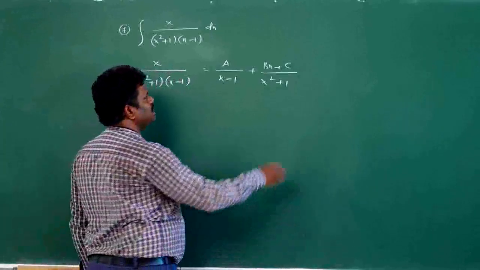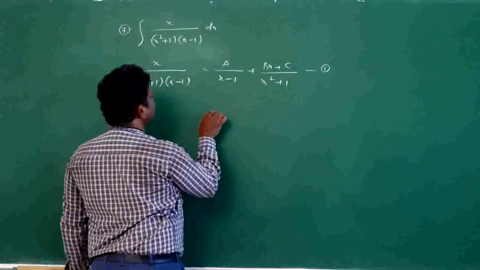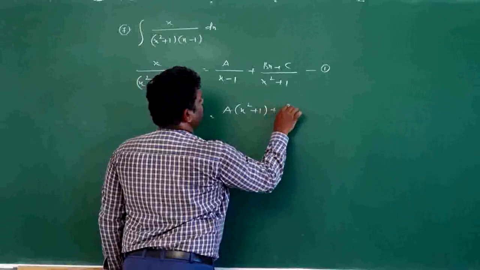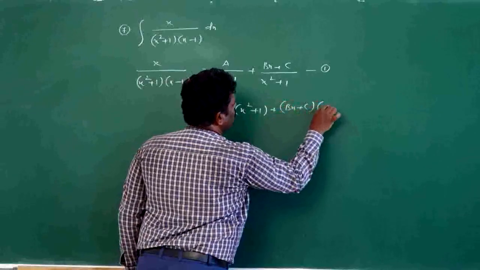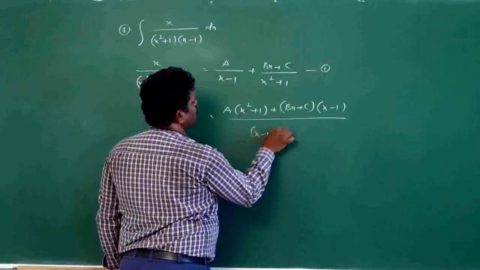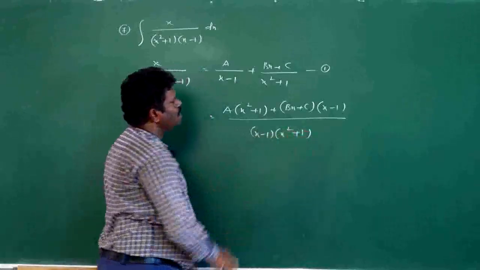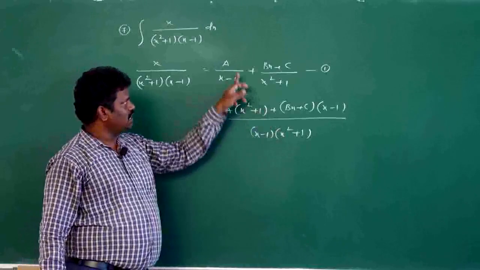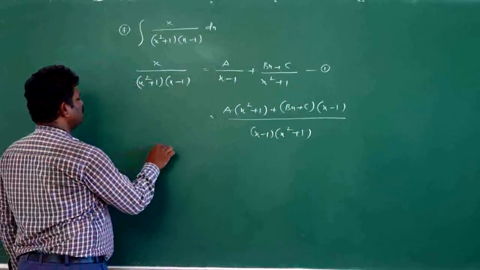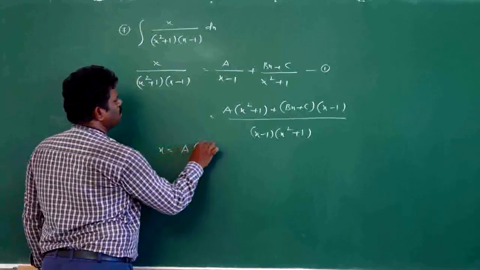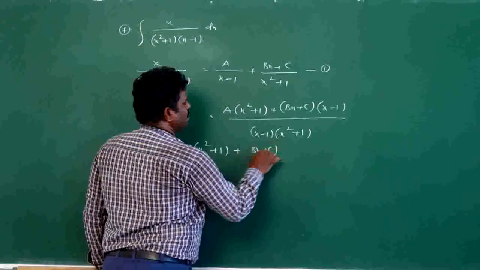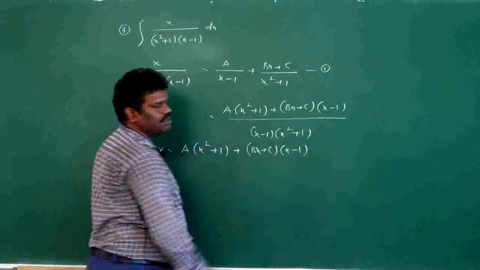This is equation 1. Now if you find the LCM, a into (x square plus 1) plus (bx plus c) into (x minus 1), divided by (x minus 1) into (x square plus 1). The x minus 1 terms cancel. Now comparing the numerator, x is equal to a into (x square plus 1) plus (bx plus c) into (x minus 1).